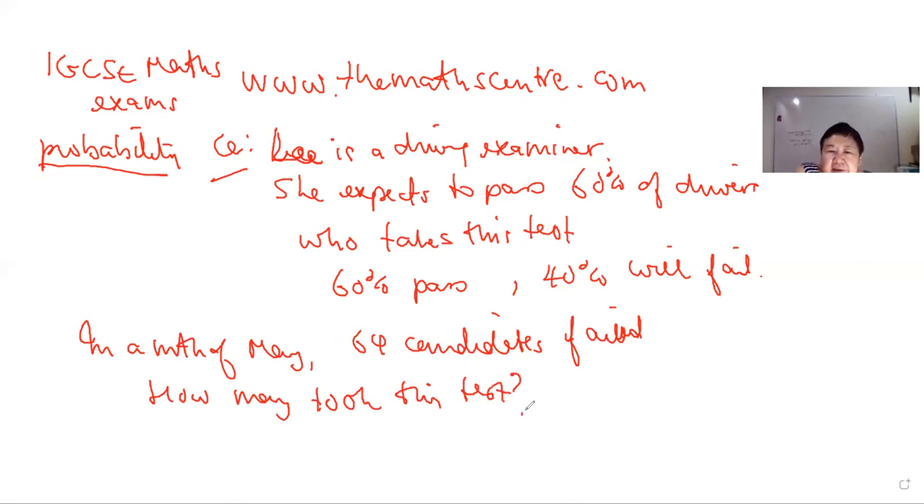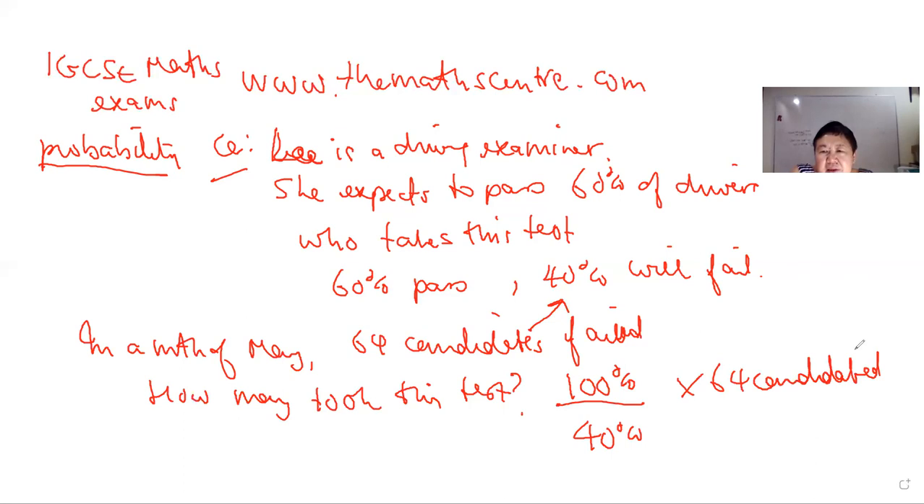This question is a probability question. To me, it's also a proportionality question. So basically, 64 candidates fail, and this 64 corresponds to the 40%. How many took this test? Why don't I take 100% over 40 times the 64 candidates? Because both pass and fail take up 100%. 40 fail, 60 pass. So 100 over 40 times 64. Therefore, 160 people is the total number of candidates. 160 people took the test.